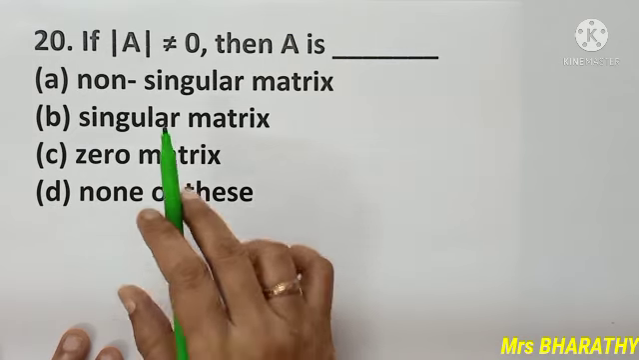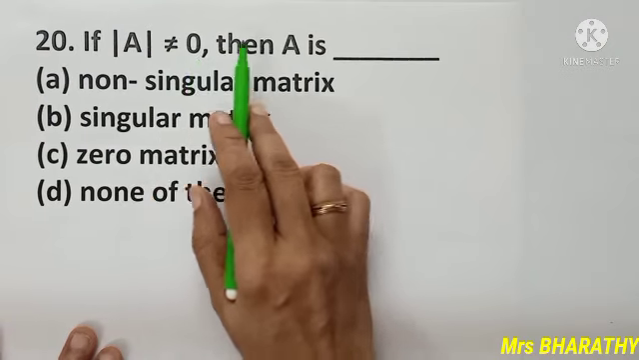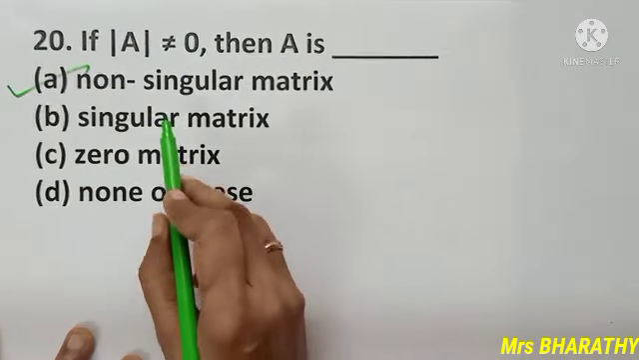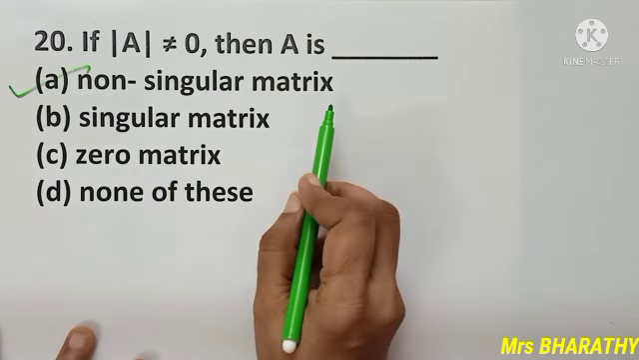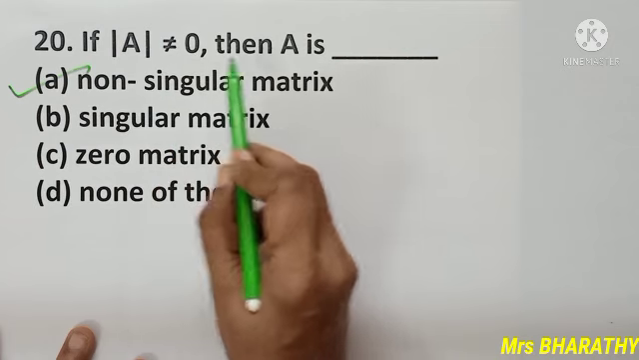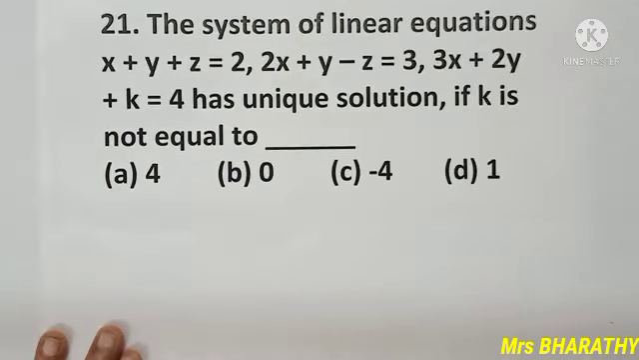Question number 20. If determinant A is not equal to 0, then A is a non-singular matrix. This is just by the definition. Whenever determinant A is not equal to 0, we call A a non-singular matrix.